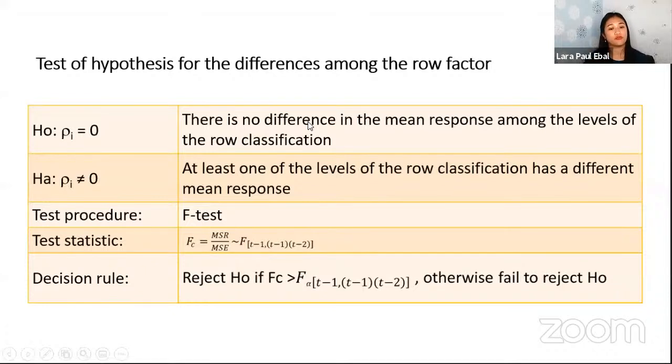Then, aside from testing for the treatment means, we also have to test for the differences among this row factor, the block 1. You can use this notation: rho i equal to 0 for your H0. So there is no difference in the mean response among the levels of the first block or the row classification. And then HA, at least one of the levels of the row classification has a different mean response, at least one different from the rest. And then the test procedure, we have F test. Take note that the numerator now is different from that for testing the means using the treatments. We have this now for the row factor, we have MSR. And for the decision rule, reject H0 if the F computed is greater than the F tabulated, or you can use the p-value.